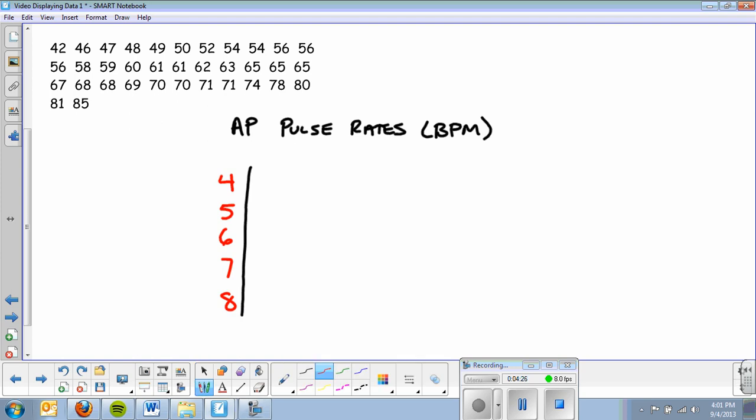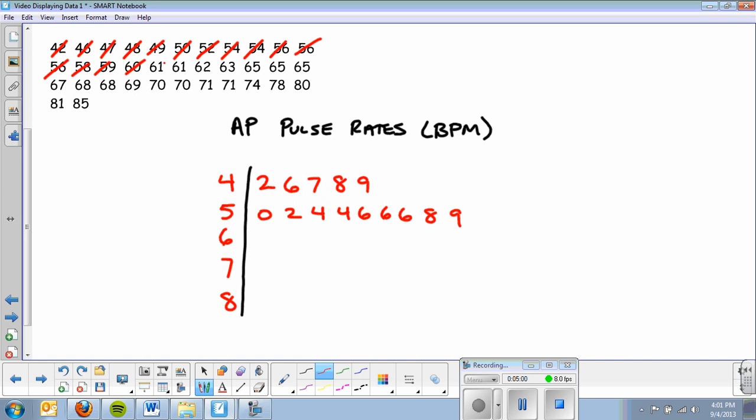I look over here, I got 42, and again, I'll cross them out. 6, 7, 8, 9. So there's all the 40s. Continue on with the 50s: 0, 2, 4, 4, 6, 6, 6, 8, 9.